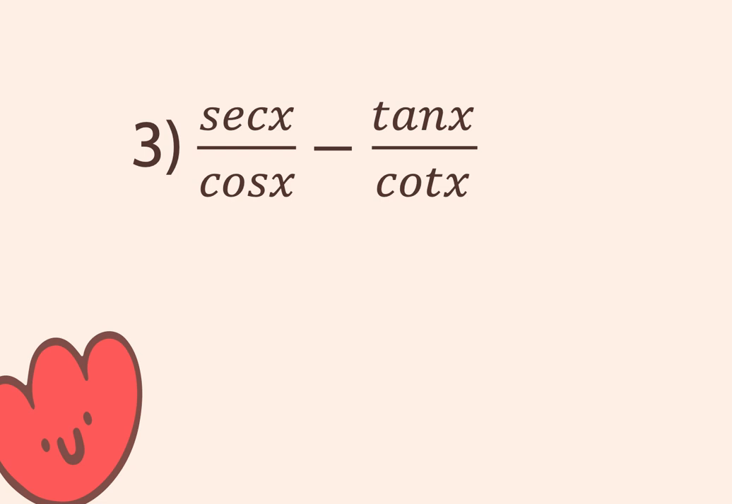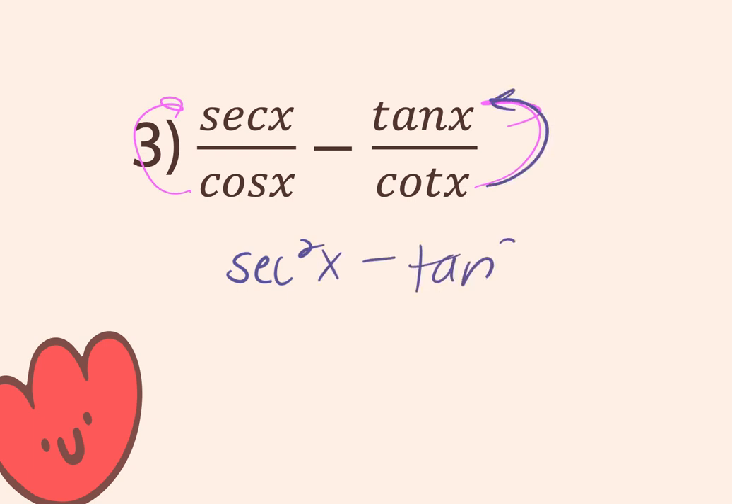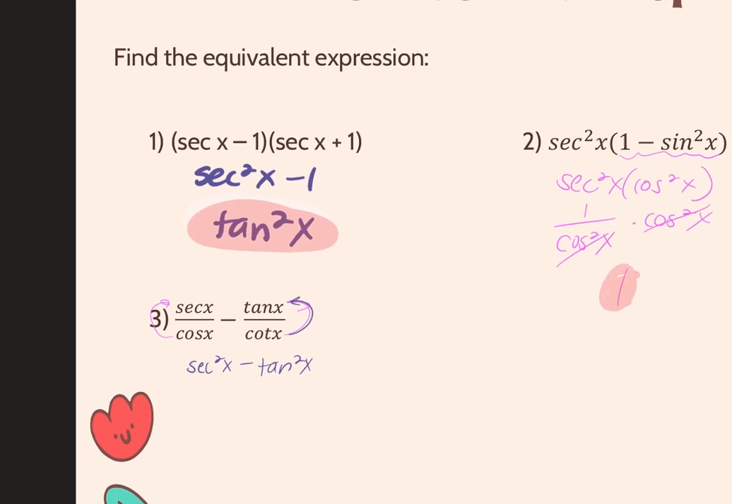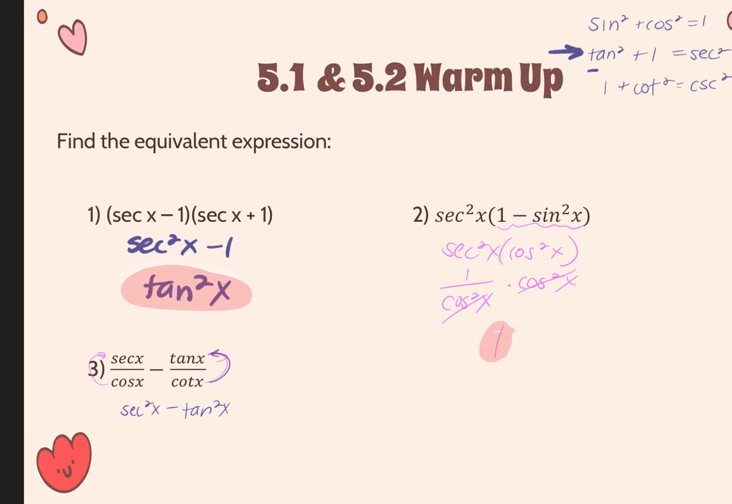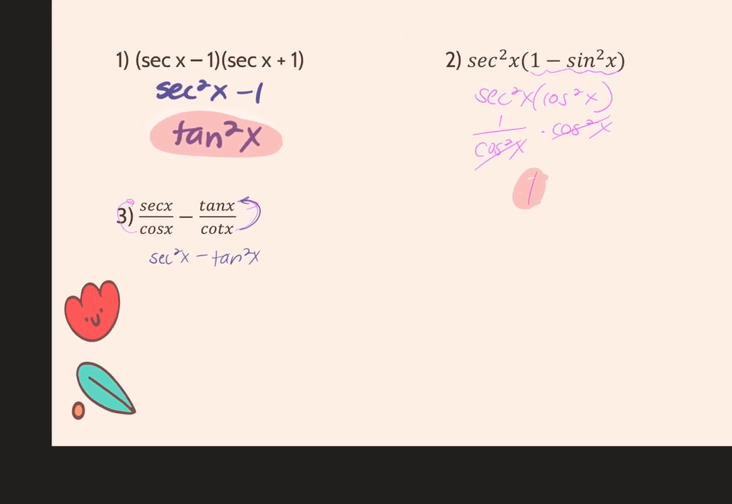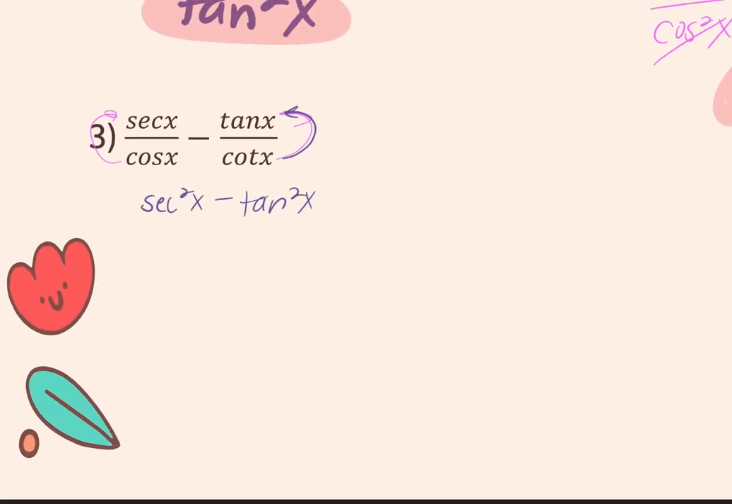One of the things we could do, and probably the easiest, is move these to the top, right? As they move to the top, they become their reciprocals. So cosine becomes what? Secant. And then cotangent would come to the top as tangent, so it'd be tangent squared. And if you go to your Pythagorean identities, it's tan squared plus 1 equals secant squared, so secant squared minus tangent squared would equal 1.